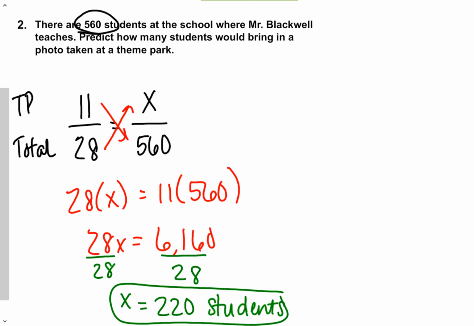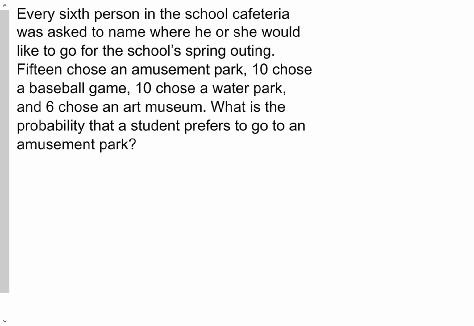All right, here's another example. Every sixth person in the school cafeteria was asked to name where he or she would like to go for the school spring outing. 15 chose an amusement park, 10 chose a baseball game, 10 chose a water park, and 6 chose an art museum. What is the probability that a student prefers to go to an amusement park?